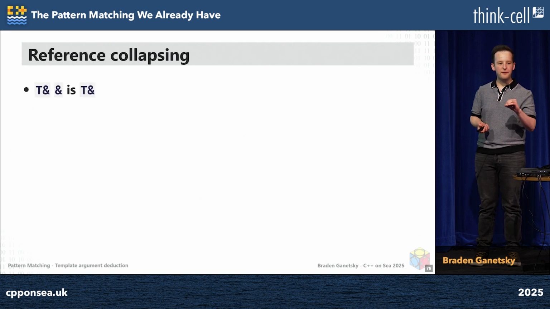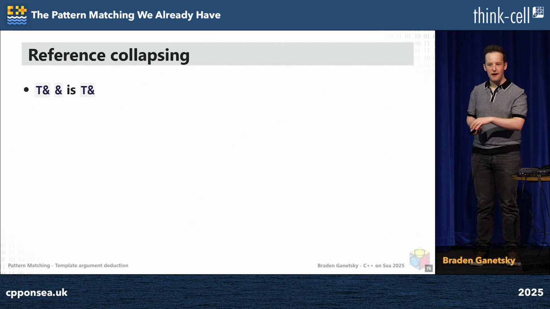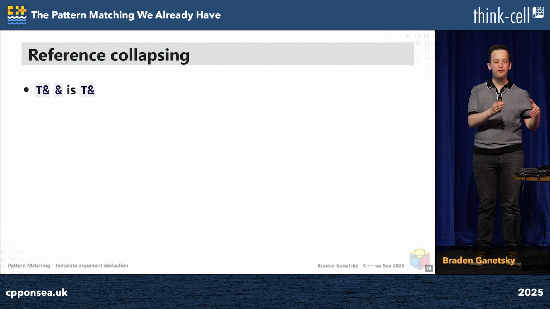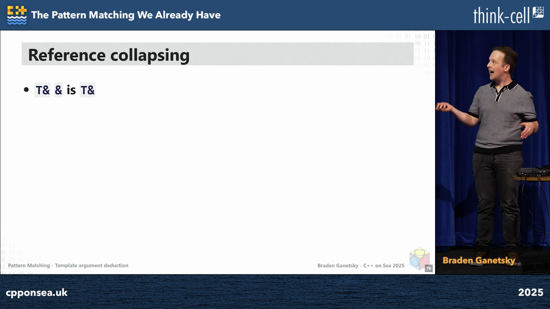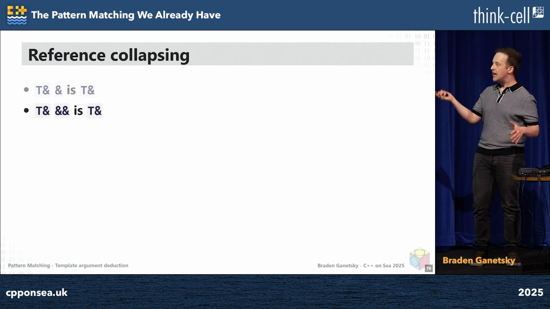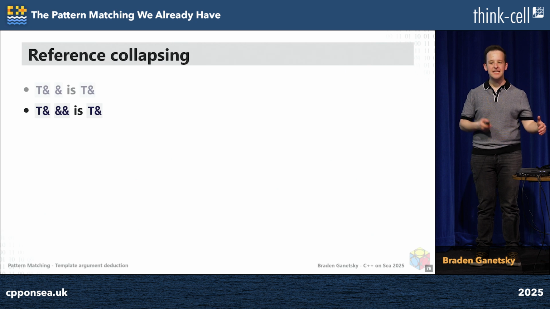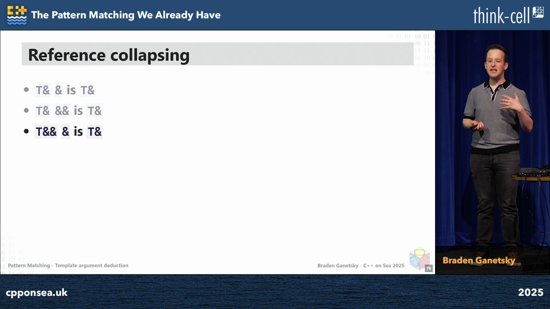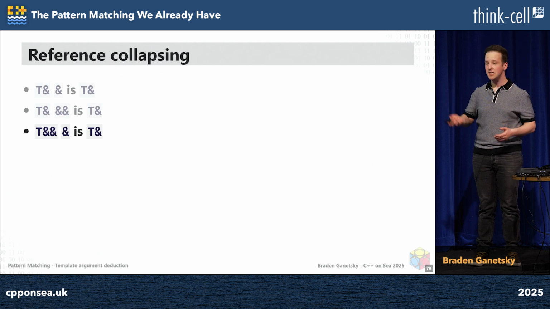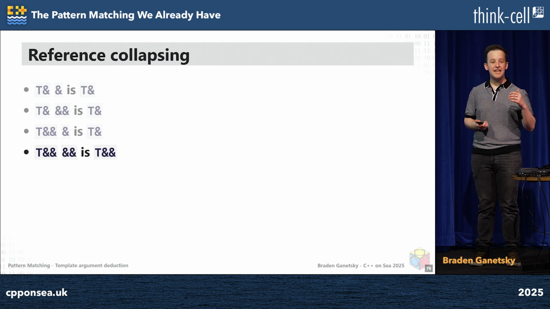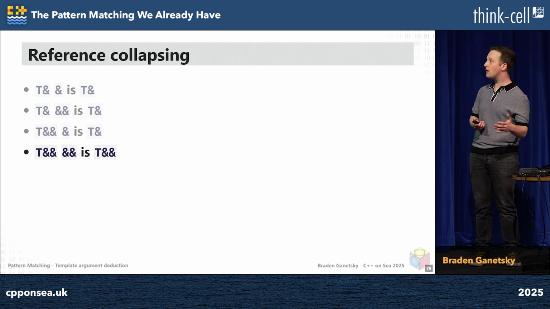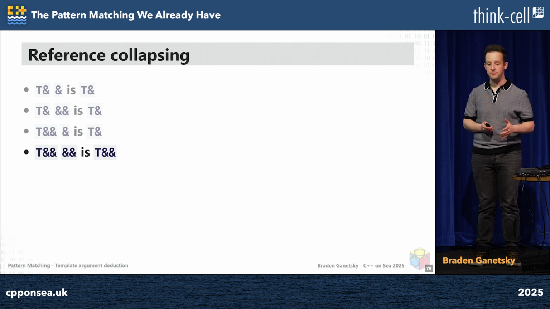If you have a T&, that's a T&, right? If you take a reference to a reference to T, it's a reference to T. And this may be a table people have seen before. If you take an rvalue reference to an lvalue reference to T, you get an lvalue reference to T. If you take an lvalue reference to an rvalue reference to T, you get an lvalue reference to T. I'm saying this quickly because it's more words than it is symbols. And if you have an rvalue reference to an rvalue reference to T, then you have an rvalue reference to T. Great.